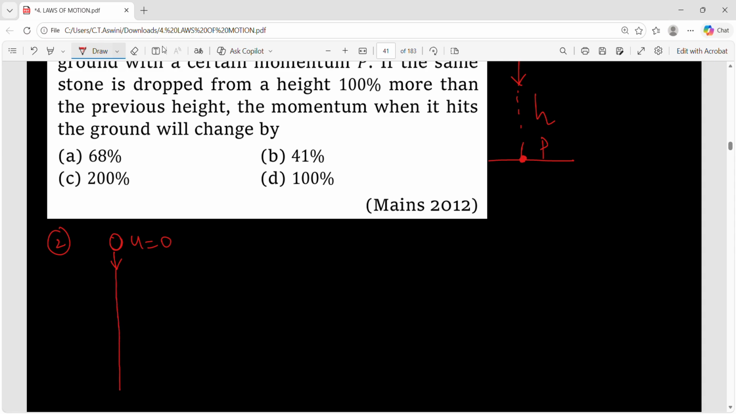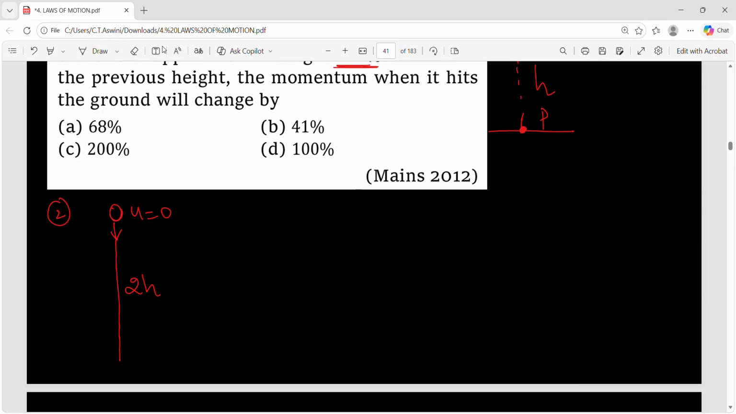Stone is same. This time it is dropped. That means initial velocity is 0 again. But this time the height is more. How much more? 100% more. That means this time height is 2h than the previous height. Now this time when it is hitting the ground, what is the momentum? So the momentum when it hits the ground will change by.